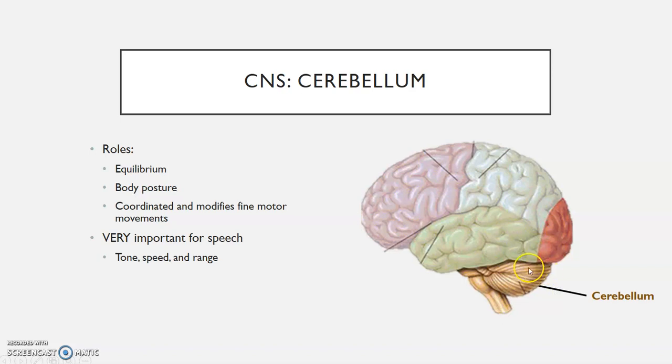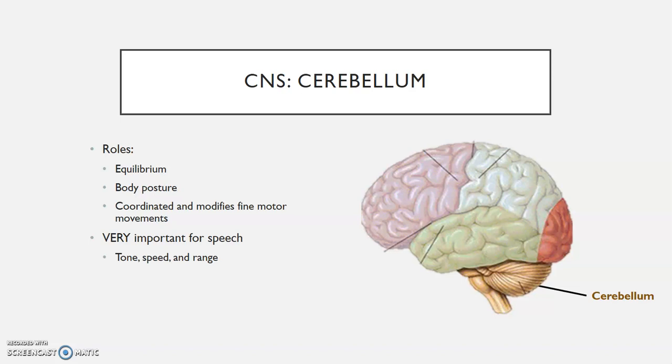For the cerebellum, it's down here in brown at the base, just underneath the occipital lobe, and it's very important for equilibrium and body posture. And so this is going to coordinate with an area of the temporal lobe that also helps with balance, where the vestibular cochlear nerve, which we'll talk about later, helps us with our balance as we're standing and moving within space. It also helps with coordination of fine motor movements. And, as you should know, speech or articulation is a fine motor movement. So it helps us with our tone of our muscles, the speed of the movement of our muscles while we're speaking, and the range of those movements.